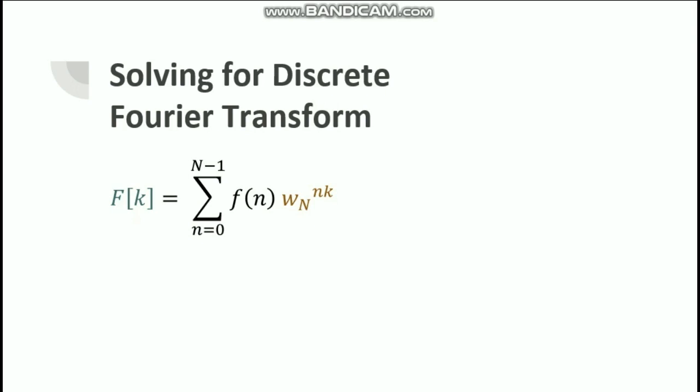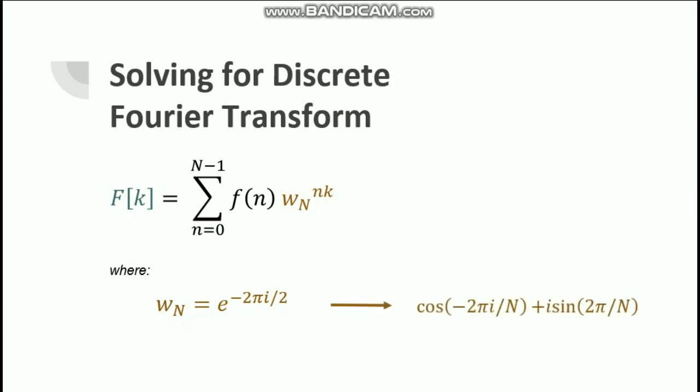So w of n, in other references, is also called omega of n. So omega of n can be written as e raised to negative 2 pi i over n, which, if you're familiar with complex analysis, will be equal to cosine of 2 pi over n minus i sine of 2 pi over n.